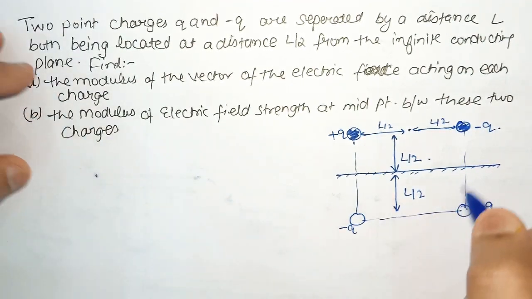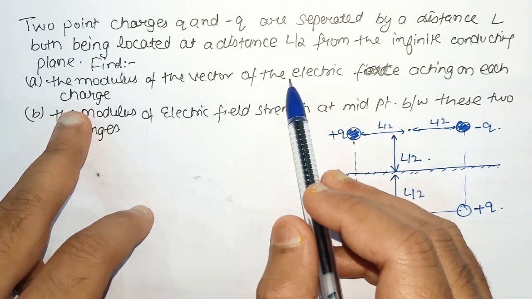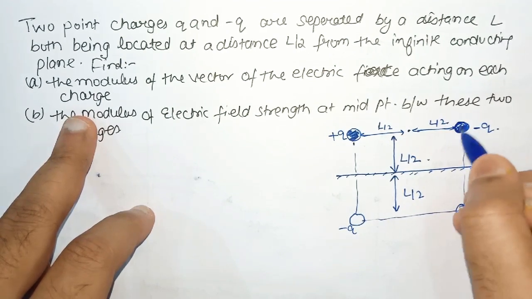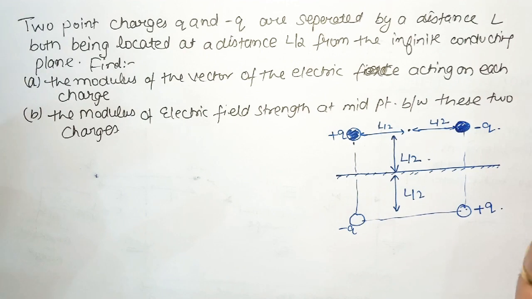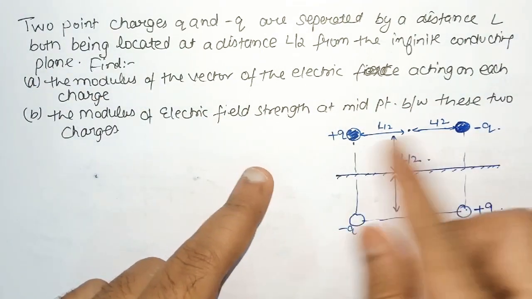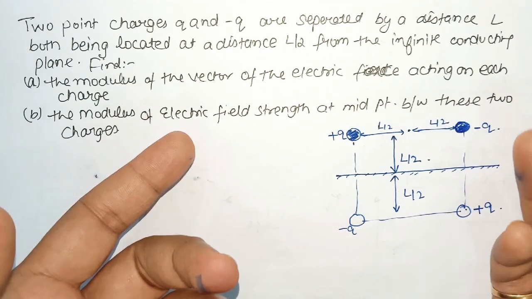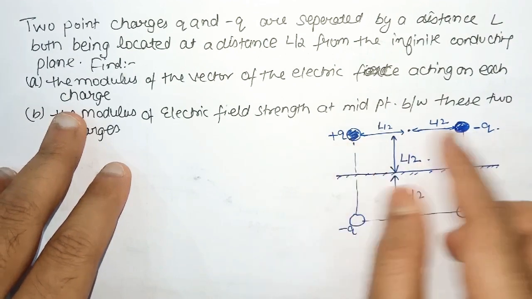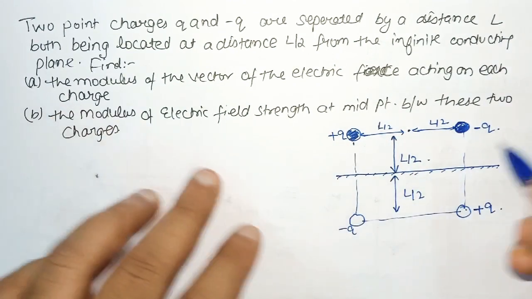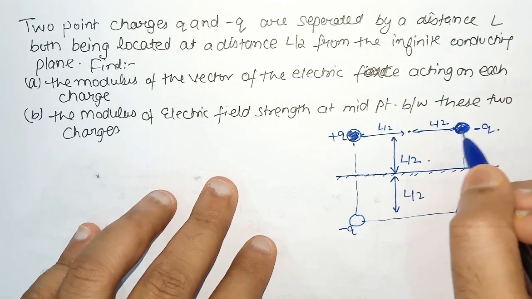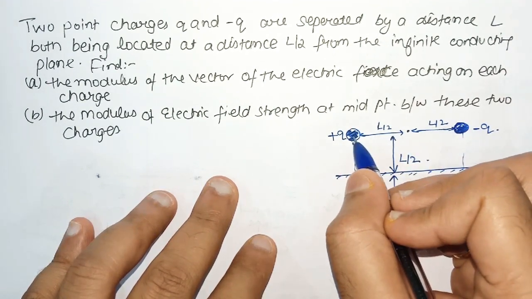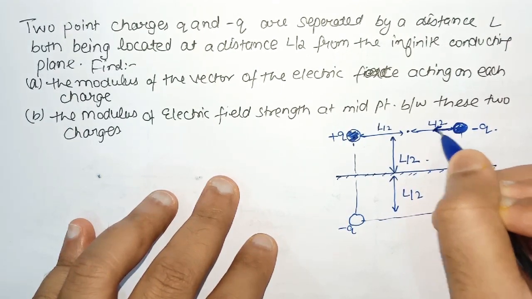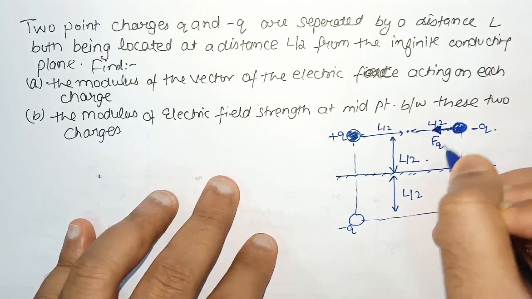Now it is very simple. The modulus of the vector of electric force acting on each charge: let us take this charge. Because in terms of magnitude both are the same, we can solve for one, and the other value will be the same. Now the force acting on this charge because of this positive charge plus Q is like this, that is F Q.